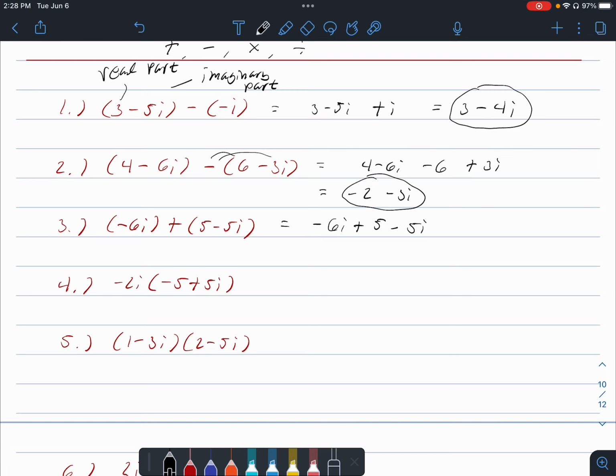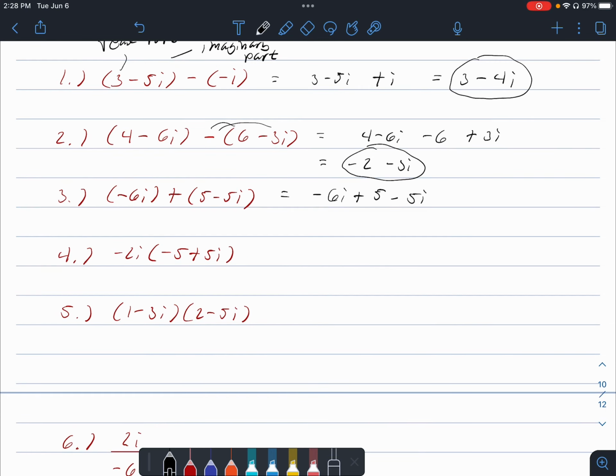So now we can go ahead and combine our like terms, so to speak. We have negative 6i and we have negative 5i, so we'll have negative 11i plus 5, but it's customary to write the real part first, so this is really 5 minus 11i. And again, negative 11i plus 5 is not technically wrong, but typically we write the real part first and the imaginary part second.